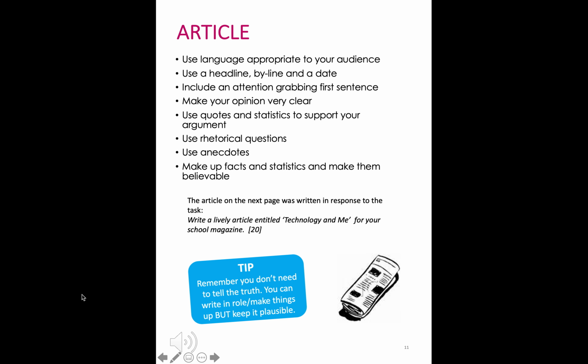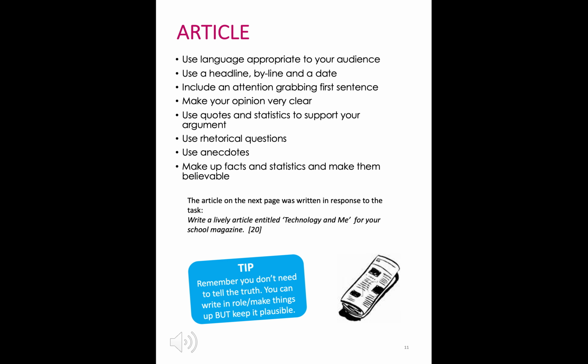Okay, and now we have an article. So in an article, of course, you would be expected to use language appropriate to your audience. So when you're pathing that task, making sure that you fully understand who your audience might be. Use a headline, a byline, and a date. So indicating what the article is about, who wrote it, and when it was written. Include an attention-grabbing first sentence. You want your reader to really want to read on.